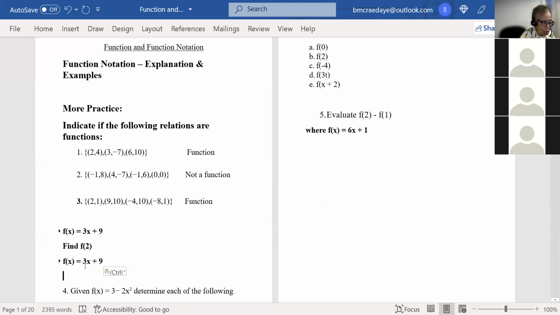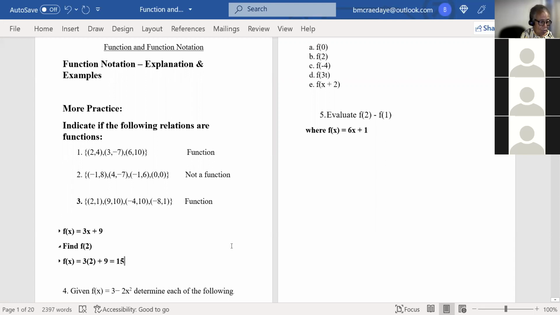So we gotta put a 2 here for the x. And 3 times 2 is 6 plus 9. So what's that equal to, Audrey? 15. Very good. So that's what we do with functions. We can substitute in for the variable and then solve the function. It's like saying y equals 3x plus 9, where x is 2. We've been doing that before, but we weren't calling them functions. So 3 times 2 plus 9 equals 15.